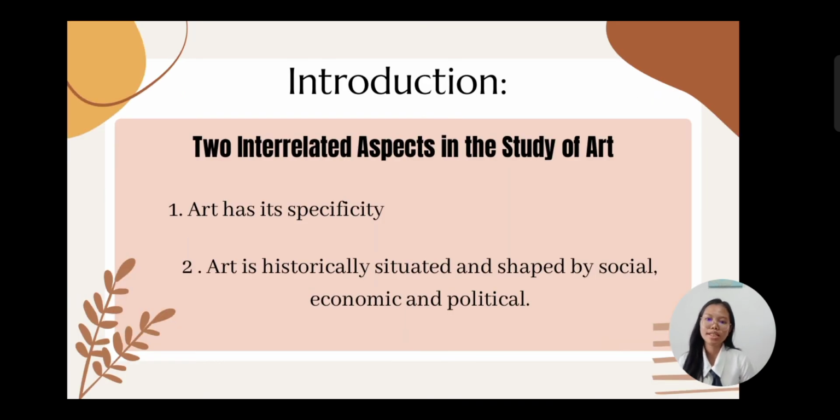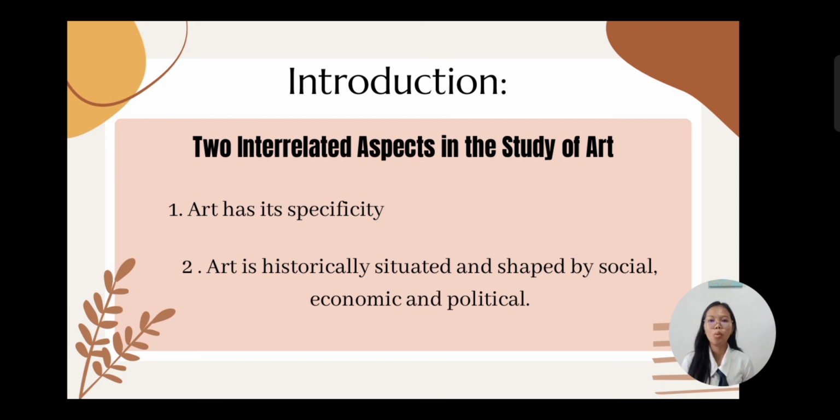So we will begin our discussion with the two interrelated aspects in the study of art. First, art has its specificity. So its particular language or vocabulary that has to do with the medium, techniques, and visual elements of art that constitute it as a distinct area of human knowledge and signifying practice.